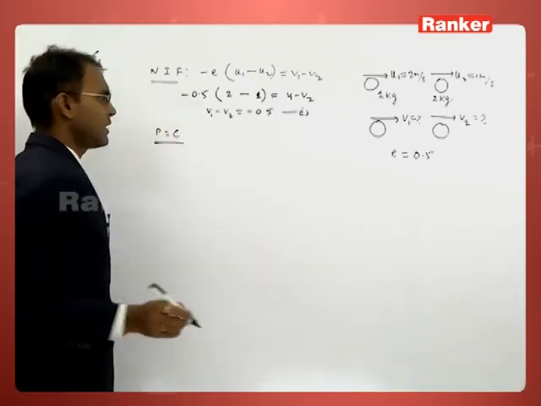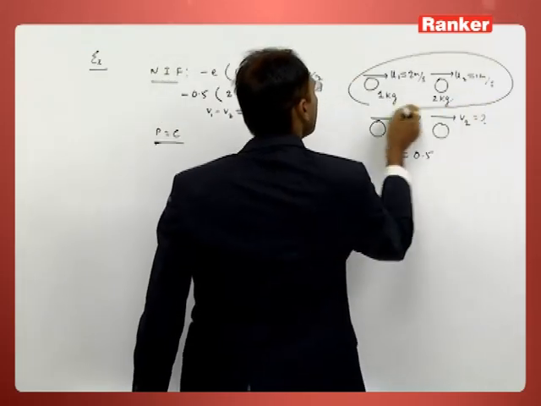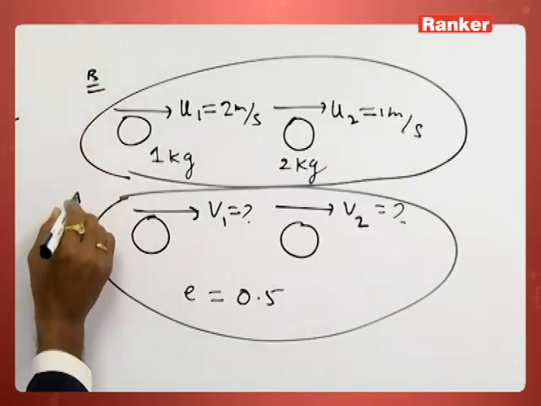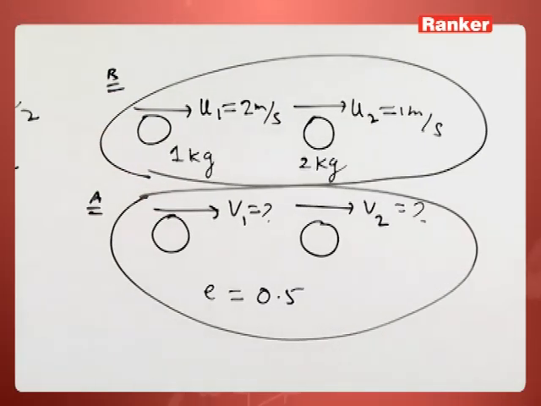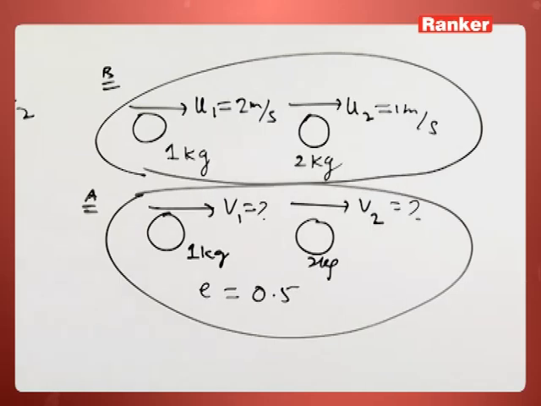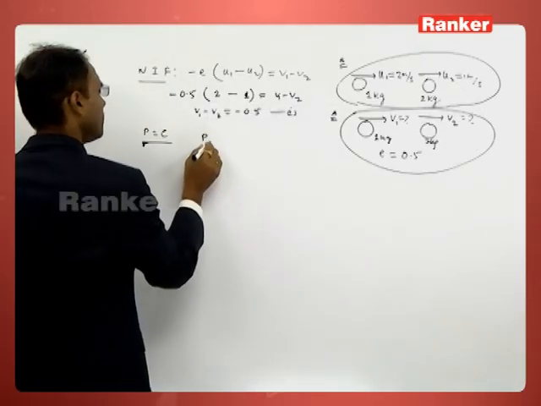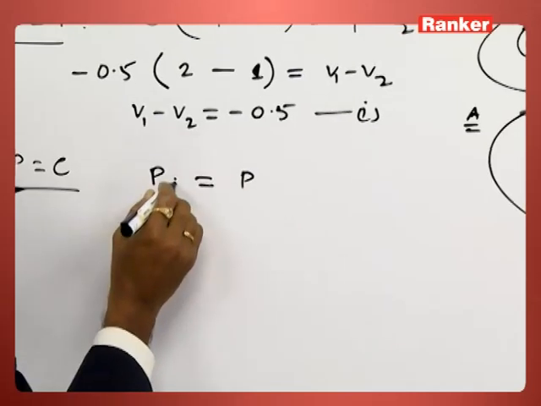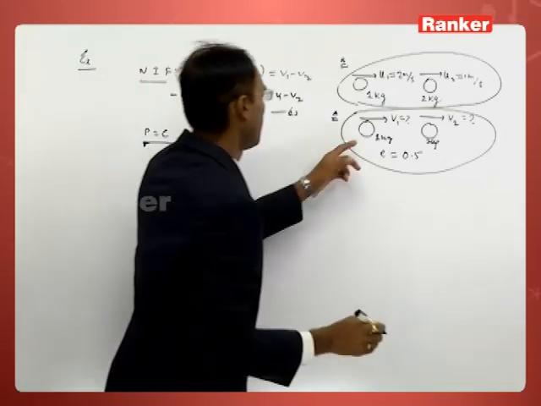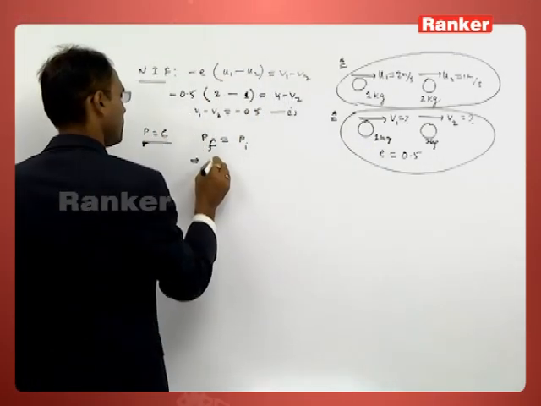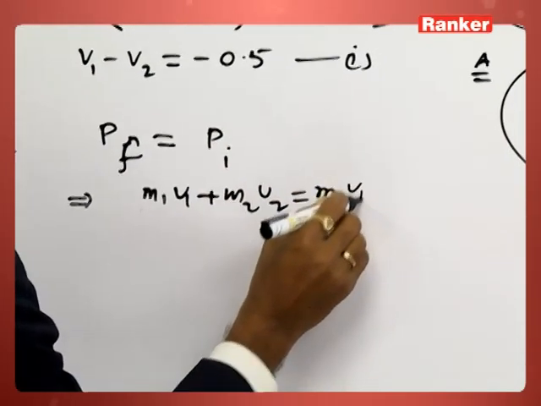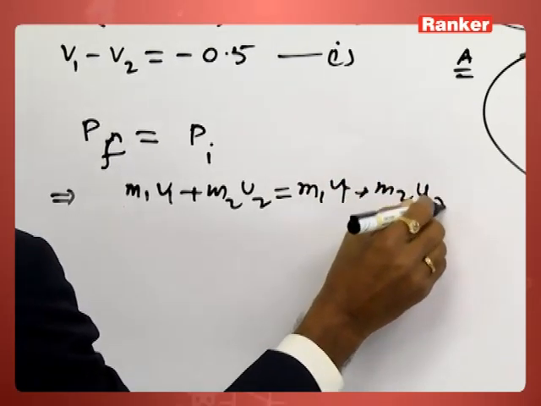Next, conserve the momentum of the system just before the collision and just after the collision. Its mass is 1 kg, its mass is 2 kg. Initial momentum is equal to final momentum. The final momentum is given as m1 v1 plus m2 v2, which is equal to the initial momentum, m1 u1 plus m2 u2.